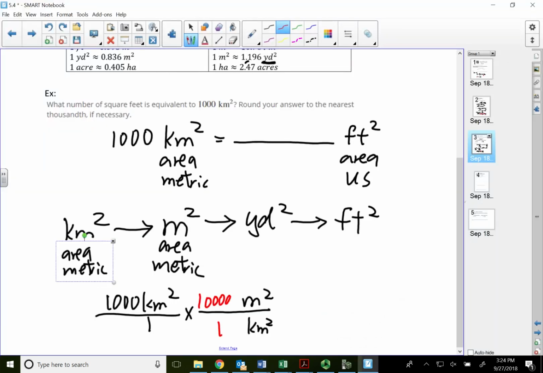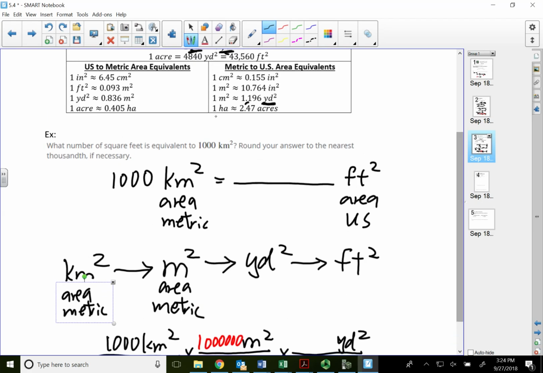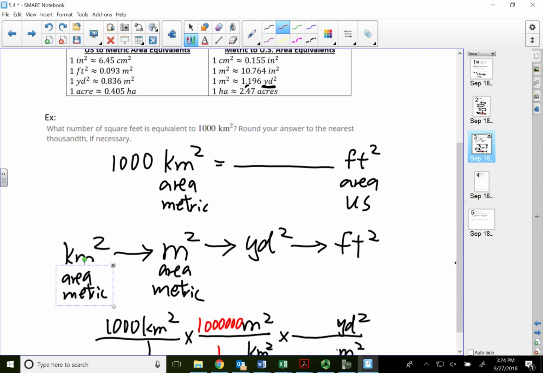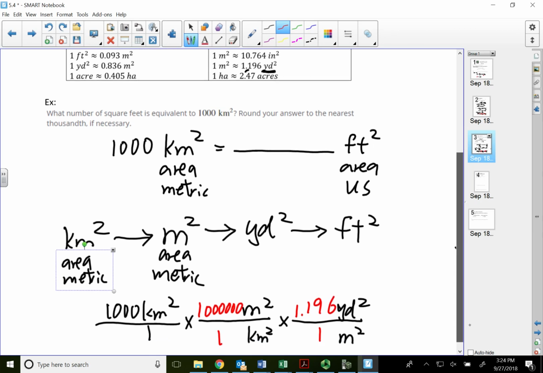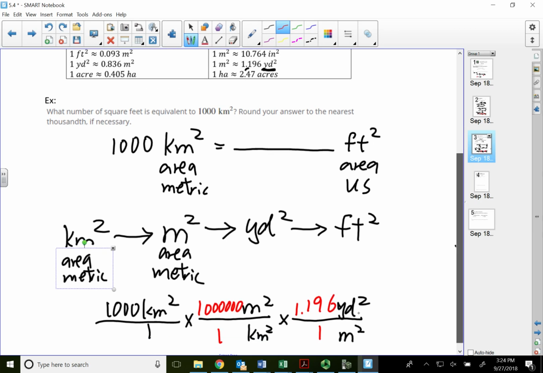1, 2, 3, 4, 5, 6. All right, let's keep going. Now I'm at square meter, so I don't want square meter. I need to take my square meter to square yard. And my conversion on the right-hand side says 1 square meter is 1.196 square yard. Okay, so now I'm at square yard.